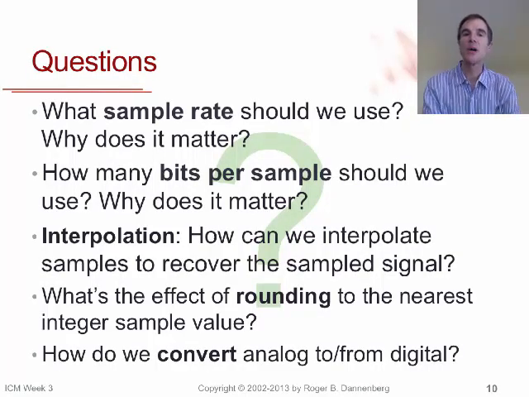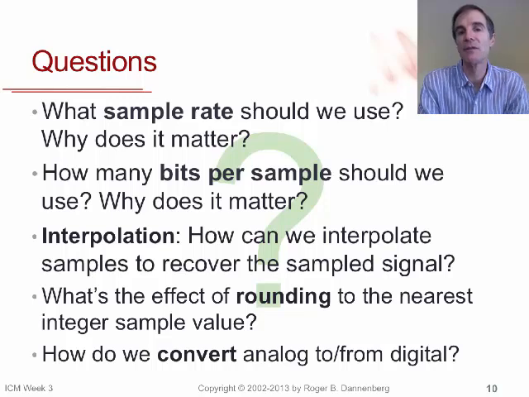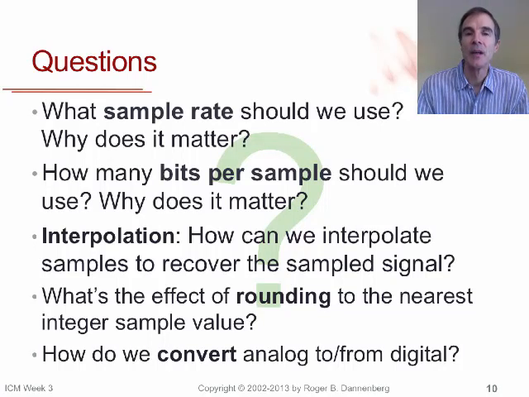So some questions arise from this. First of all, what sample rate should we use, and why does it matter? How many bits per sample should we use, and why does that matter? Then the question of interpolation. How can we interpolate samples to recover the sampled signal? And what's the effect of rounding to the nearest integer sample value? And finally, how do we actually convert analog to and from digital? So these are the questions that are answered by sampling theory, and we will get to them in this talk.